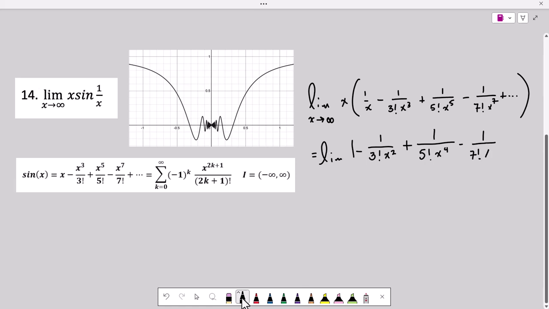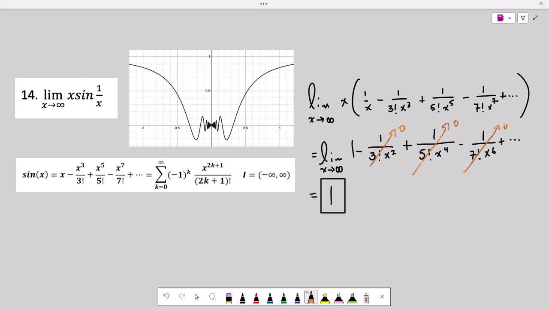So we distribute that x, and then this limit as x goes to infinity, all of the terms other than the first term, they're all going to 0. So then our limit is 1. Voila! The bow tie function.